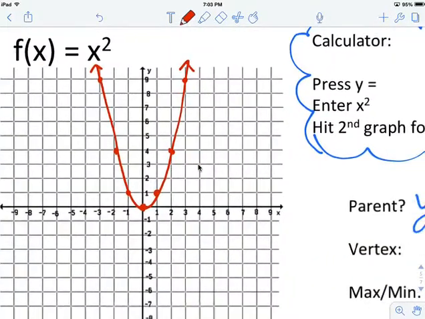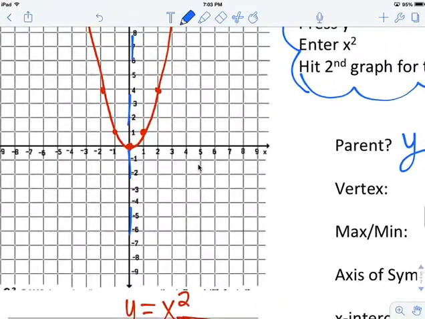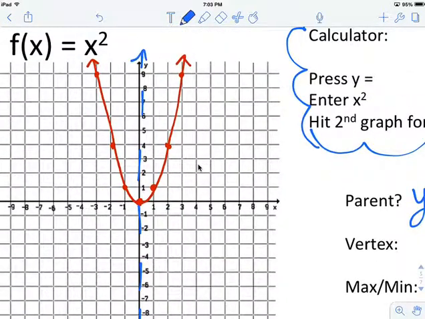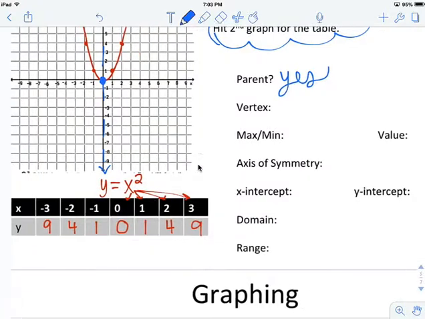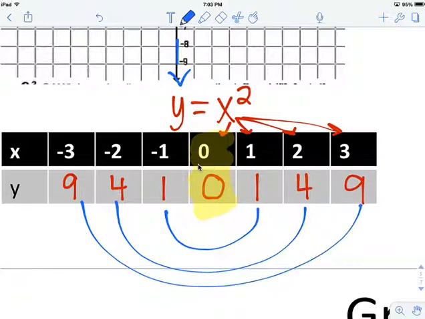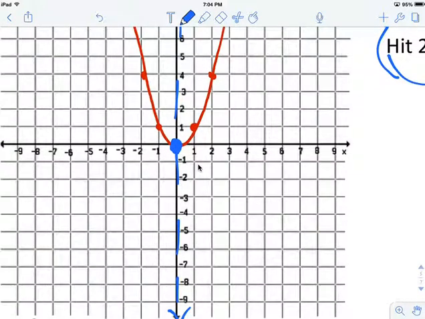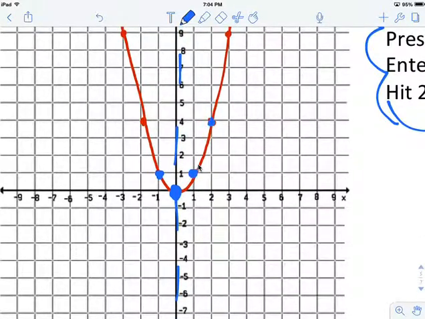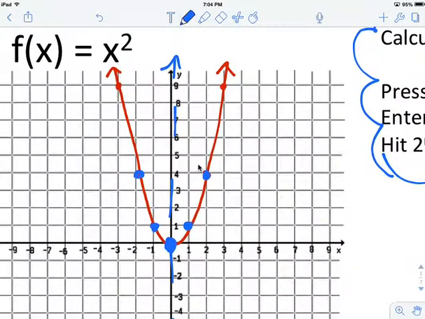Now, if you look at our parent function, it is symmetric around the y-axis, around this line right here. And your vertex is actually the origin. So let's look at what that means on our table. We just said that our vertex is 0, 0. Well, if you notice, the y values match as you go out from the vertex. That is because parabolas are symmetric. So if you look at your graph, 1 and 1 are symmetric around the axis of symmetry. 4 and 4 are also symmetric. If we were to fold this in half, those points would touch.